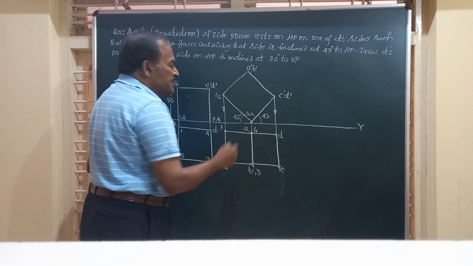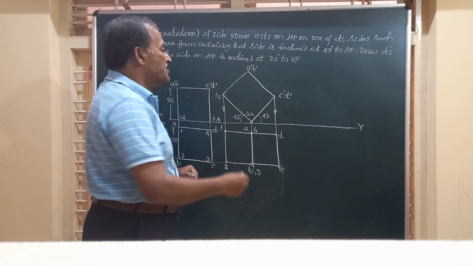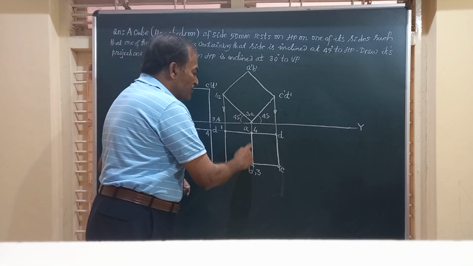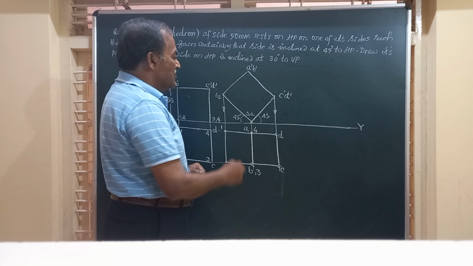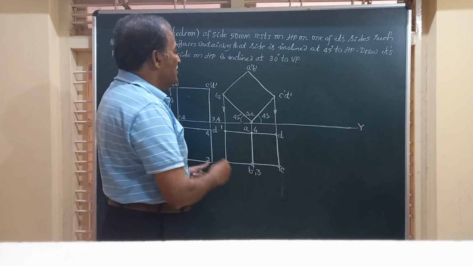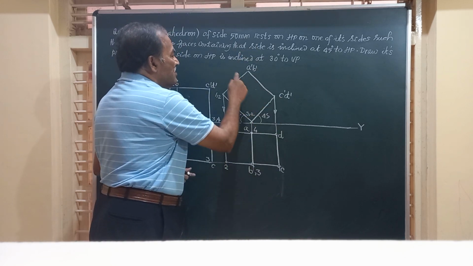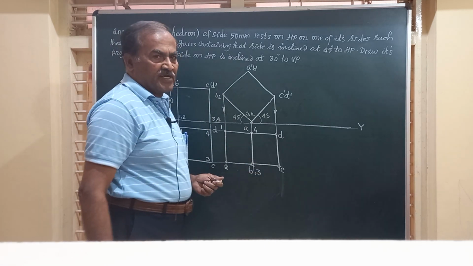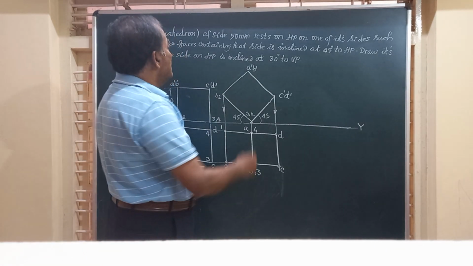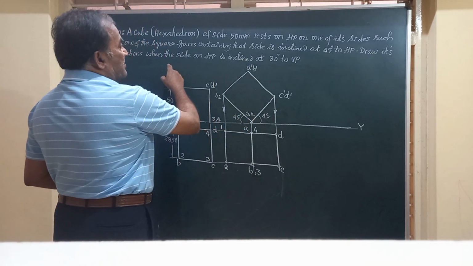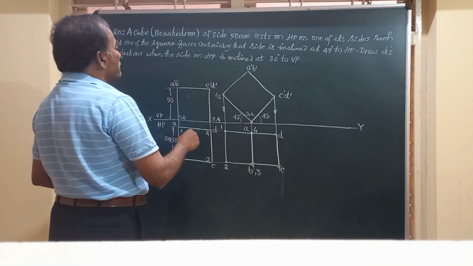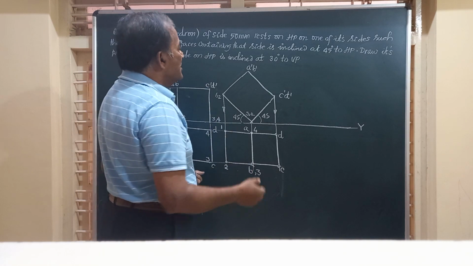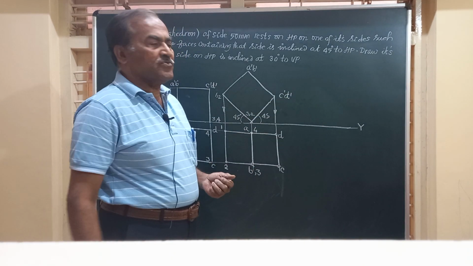And friends, if you see here, the side AB is visible here. The side on which it is resting is 3 4, that is covered by this, and I have given prominence to this edge which is visible in the top view. Friends, this is one rectangular face that is seen in the top view. Now what does he say, friends? Inclined 40, draw its projections when the side on HP is inclined at 30 degrees to VP.